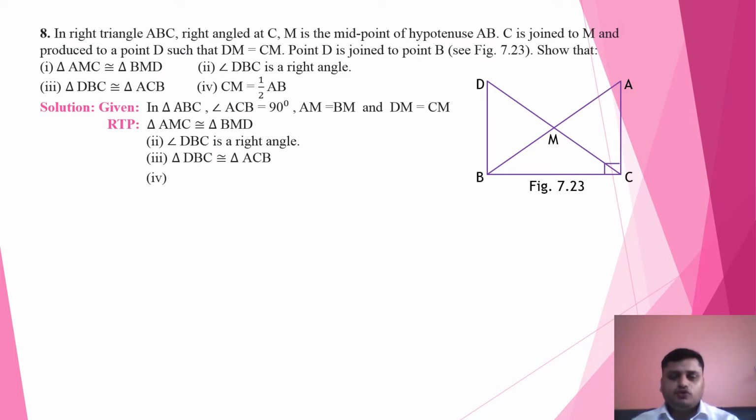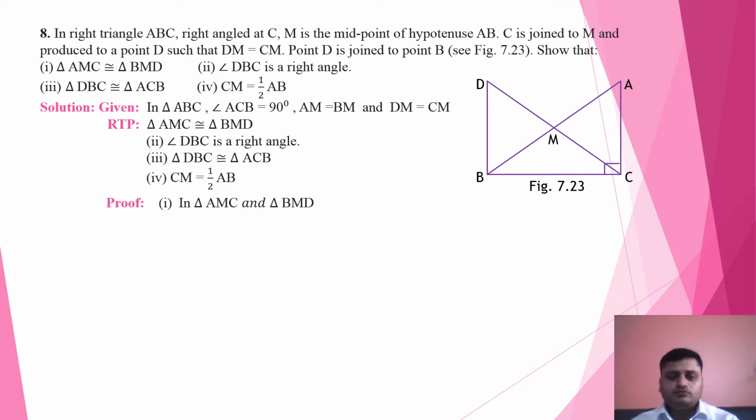We need to show the following points: that triangle AMC is congruent to triangle BMD, then angle DBC is a right angle, then triangle DBC is congruent to triangle ACB, and then CM is equal to half of AB. So we'll write what is given. In triangle ABC, angle ACB is 90 degrees, AM is equal to BM, DM is equal to CM, and these are what we have to prove.